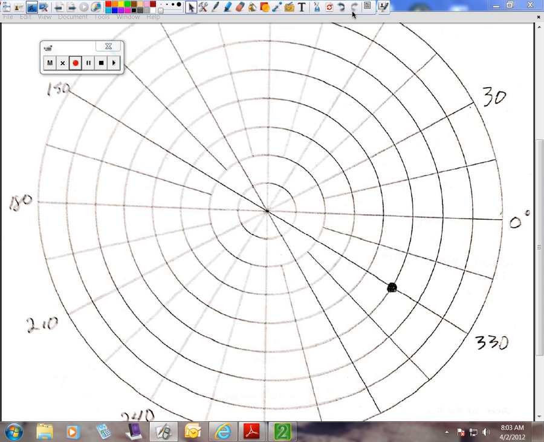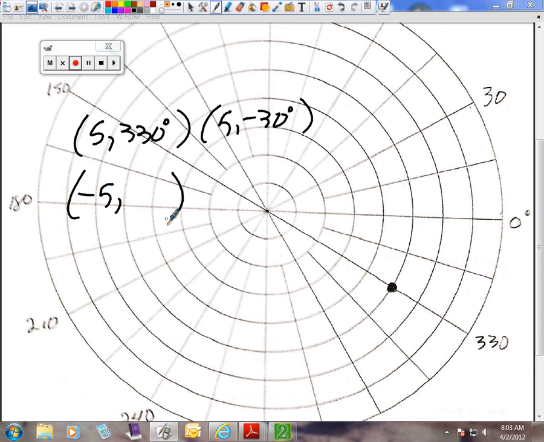What's the obvious first one that we all would probably write? 5 comma 330. That's the first one you probably would write because that's the obvious one, isn't it? Now your r's can be the same if your thetas are different, and that's a different way of writing it. So what's another way I could write it with a 5? 5 negative 30, right? Very good. Does everybody see that? Okay. Now the other way to do it is with a negative 5, isn't it? Okay. So hold up your hand, please, and give me one with a negative 5.